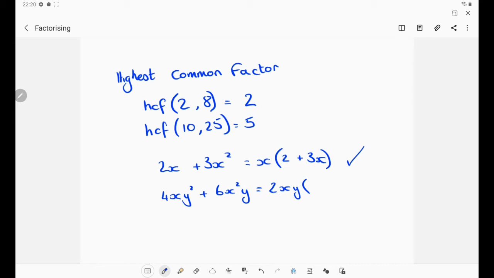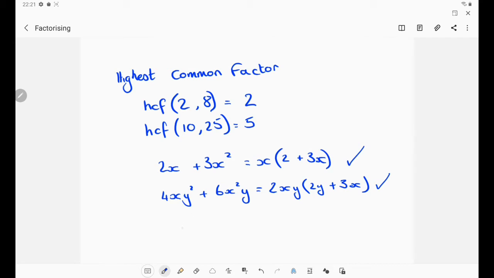So what times 2 gives you 4? 2. What times x gives you x? 1. We don't write that down. And what times y gives you y squared? y. Plus, what times 2 gives you 6? 3. What times x gives you x squared? x. And what times y gives you y? That's just 1, so we don't write it. And you have factorised.